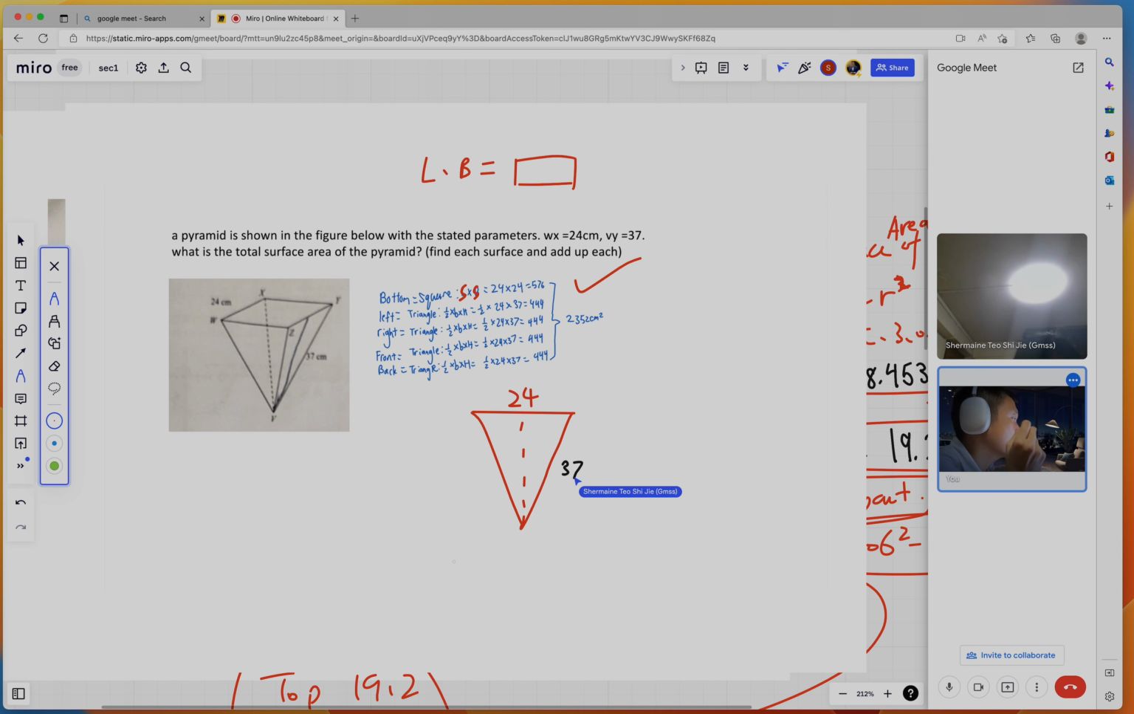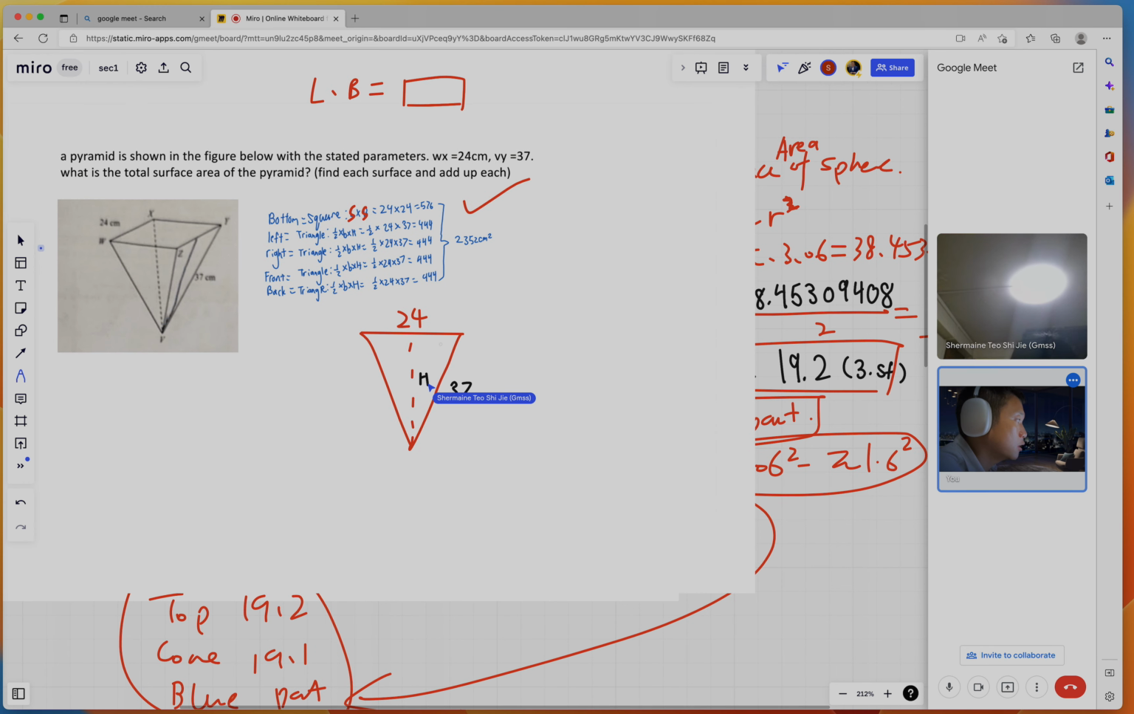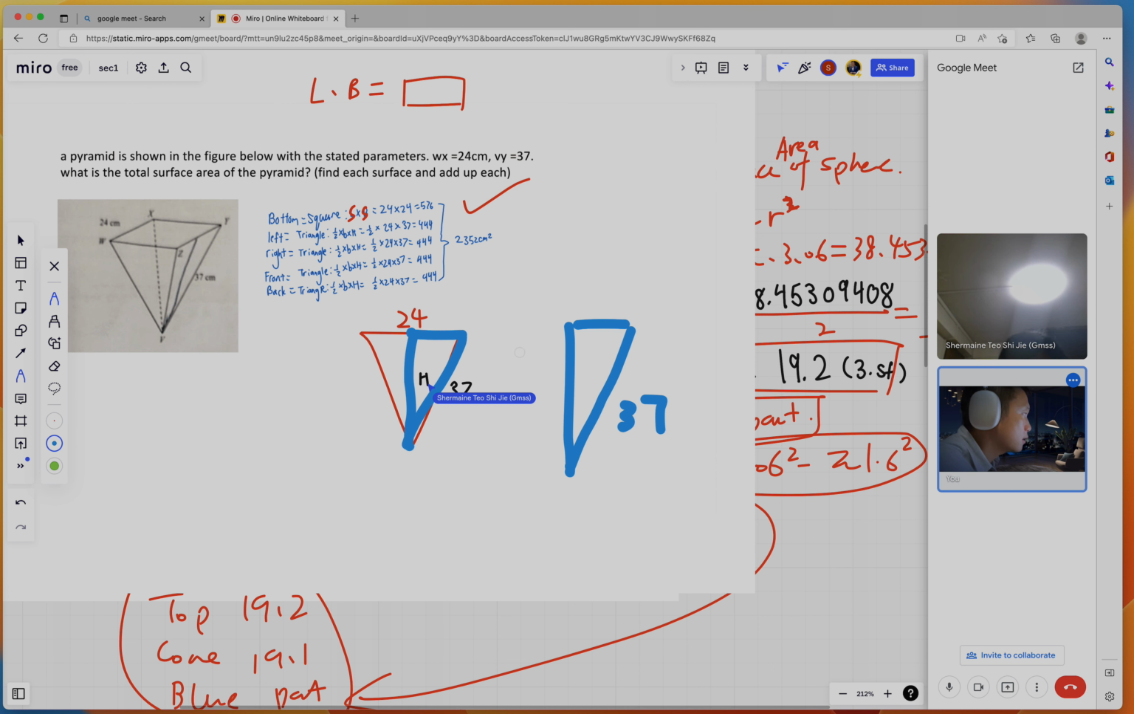Correct. Where's the height? Can you label the height? Actually, I have already given you the dotted line. You need to extract the right angle triangle out, and in this case, the right angle triangle is this one. If you extract it out, this will be 37, and this will be H.